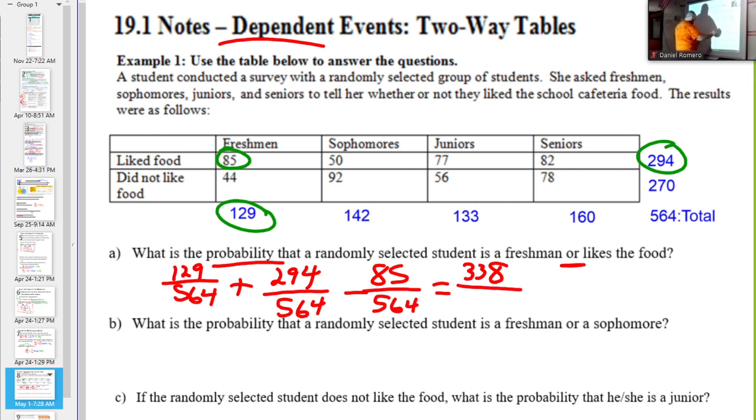over 564. Those are both even, so we know that it can be reduced. How much will it be reduced by? You can reduce it by 2. 169 out of 282 equals, now the decimal, about 60%.